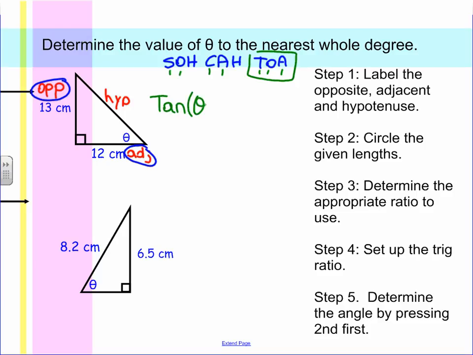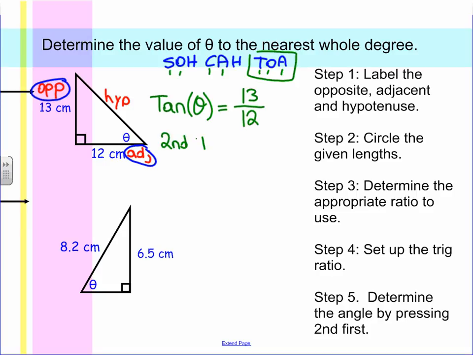So right there, I've written tan of theta. That's what that is. So tan of theta equals opposite, which was 13, divided by adjacent. The adjacent is 12. Now to actually punch this thing in your calculator, you need to go second tan. So second, and then tan.